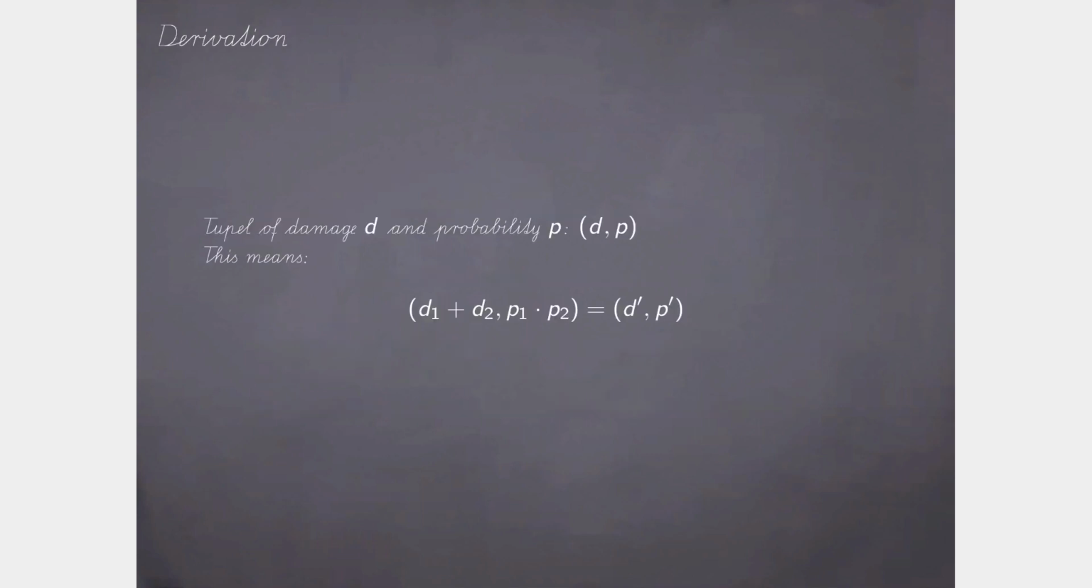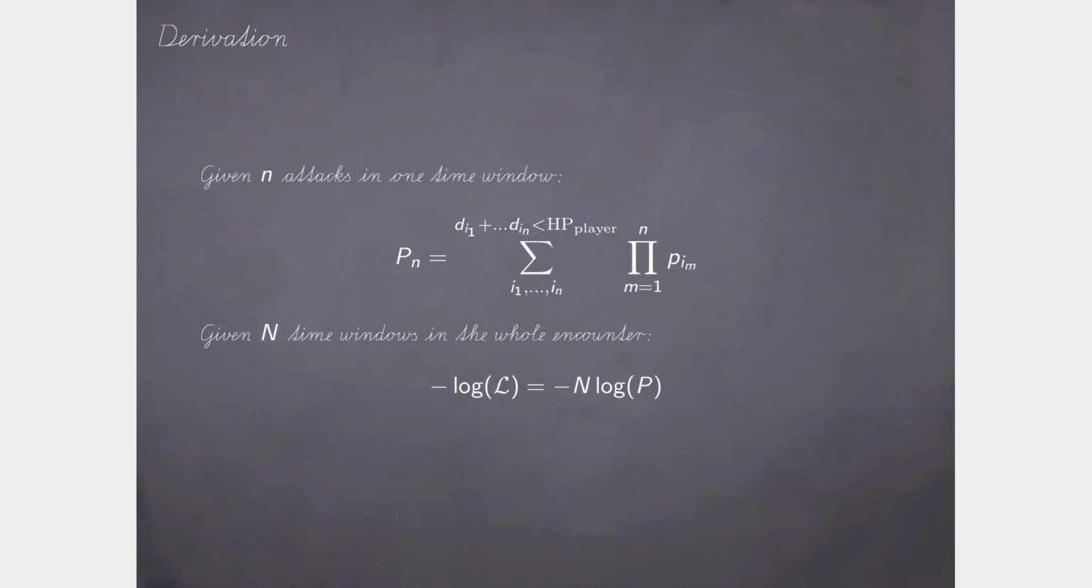Now we look at the simplified derivation of the likelihood. We need a tuple of damage d and the probability p that this amount of damage is dealt. This means that if we want to look at some combination of damage dealt, we add the damage and have to multiply the probabilities. If we then have n attacks in a time window, then the probability to survive within this time frame is the sum of all probabilities p_i1 to p_in over all attacks i1 to in that deal damage d_i1 to d_in such that the total damage dealt is lower than the health pool of the tank.